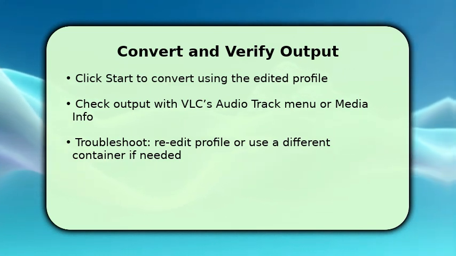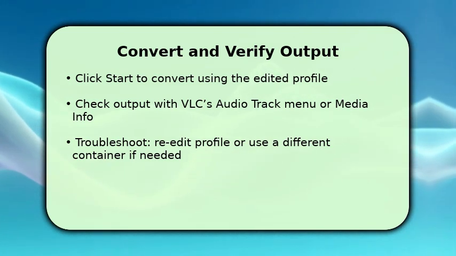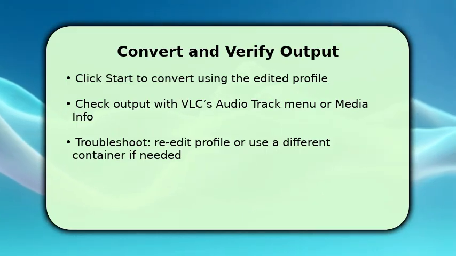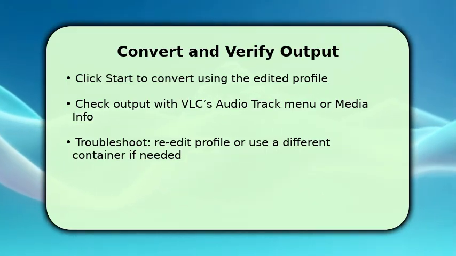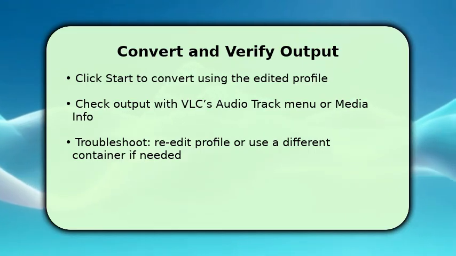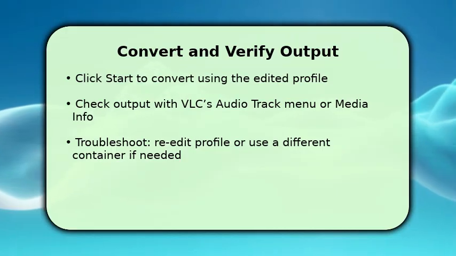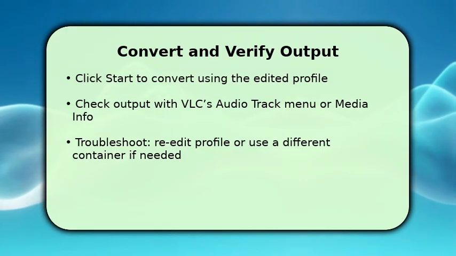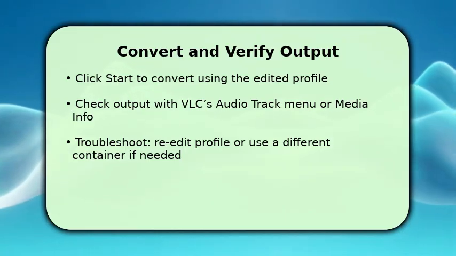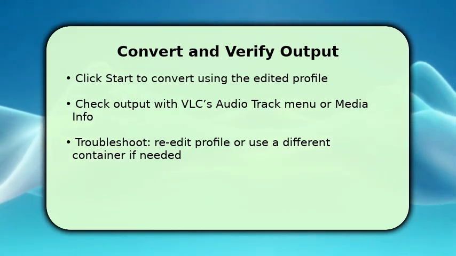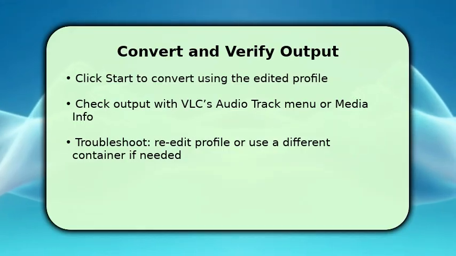Once completed, open the output and verify via audio track or by viewing media codec information to confirm only the chosen track remains. If extra tracks persist, reopen your profile and ensure unwanted audio streams were fully disabled, or change the container, MP4 versus MKV, and convert again. If conversion fails, try a brief test clip to iterate quickly and isolate the issue.